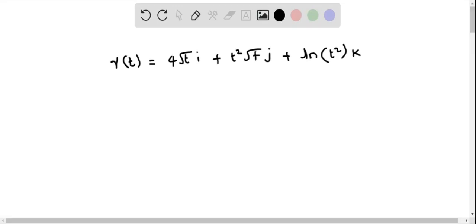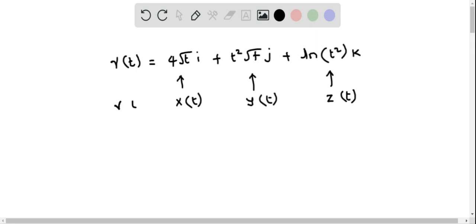We now find r prime of t, which is the derivative of r of t. This r of t is given as 4 root t i plus t squared root t j plus natural logarithm of t squared k. So to find the derivative, we consider this one as x of t, the j component as y of t, and the k component as z of t.